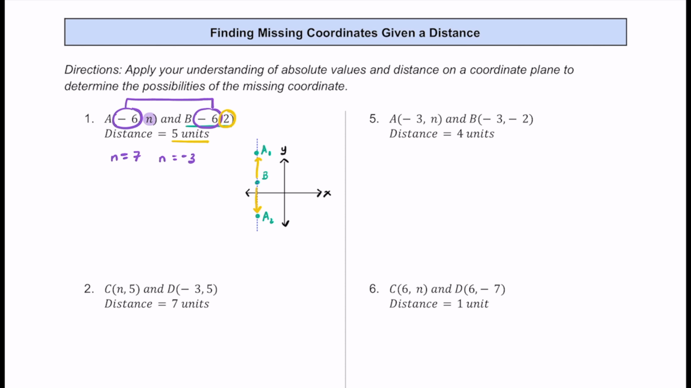And if that was true, we could say that A1 then, its point would be located at (-6, 7). That's one possibility. Or if we have our second possibility of where A could be located, it would be at (-6, -3). Okay, so these would be the 2 values of n that we could possibly have. That would be 5 units away and have the same matching x coordinate of -6. Let's look at number 2.